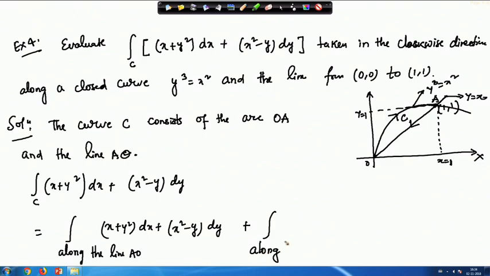the line integral along the arc OA, which is (x plus y) square dx plus (x square minus y) dy, right? Because we have to divide it into 2 segments. Now along the line y equals x, I can substitute y equals x in both places, and x will vary from 0 to 1. So let us do that.